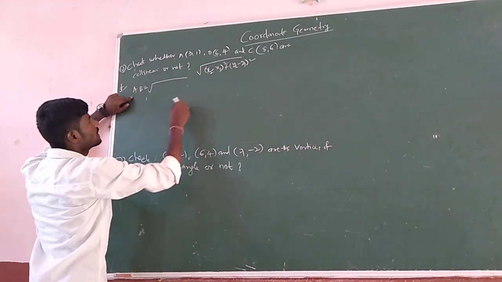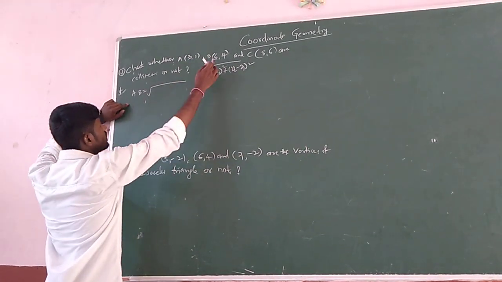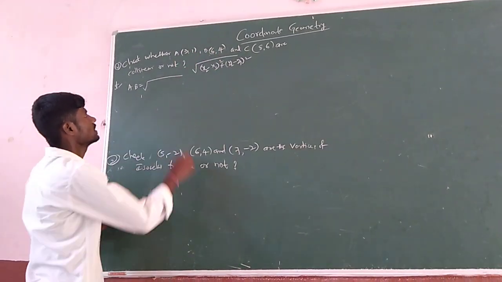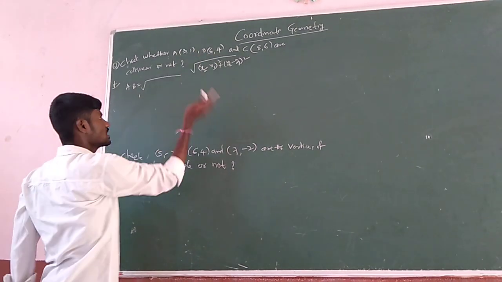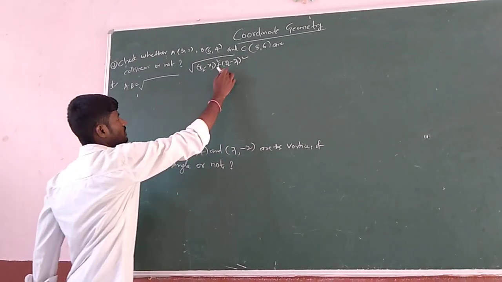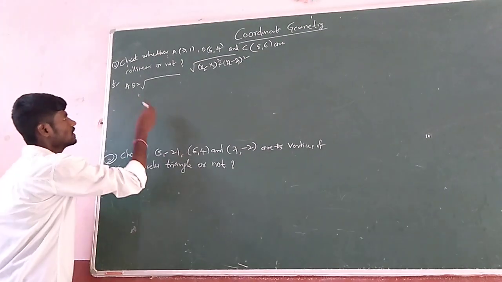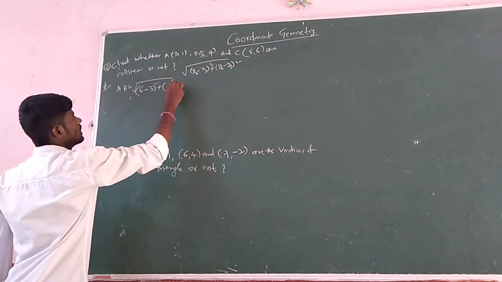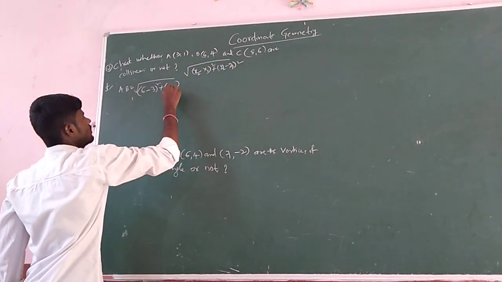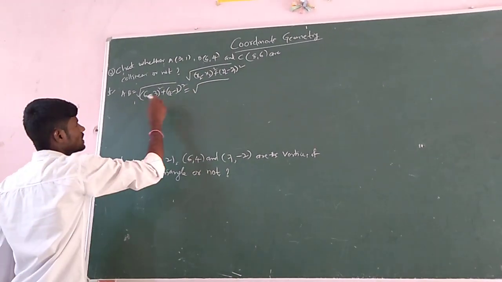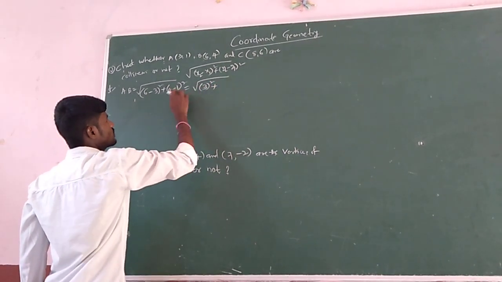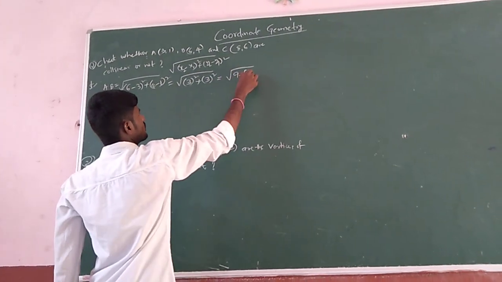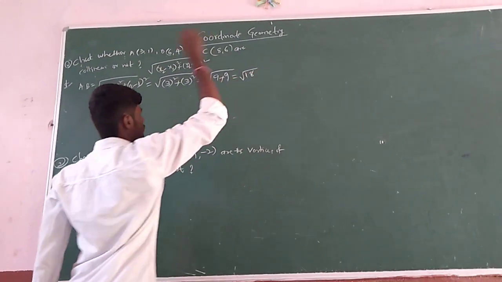Simply remember: difference between x coordinates, difference between y coordinates. Either you may take 3 minus 6 or x1 minus x2, y1 minus y2, also correct. Now, 6 minus 3 whole square plus 4 minus 1 whole square equals 3 square plus 3 square, which is 9 plus 9, root 18.